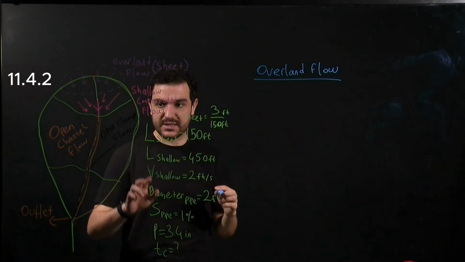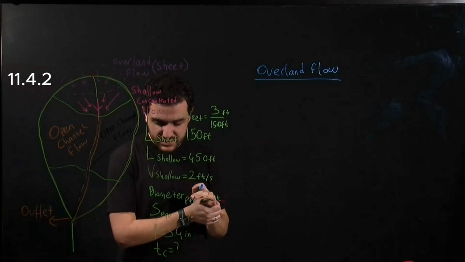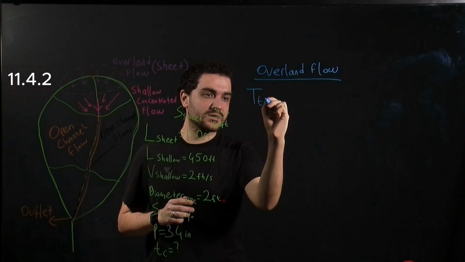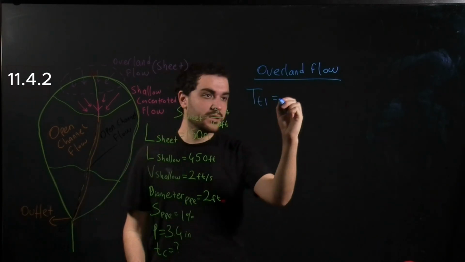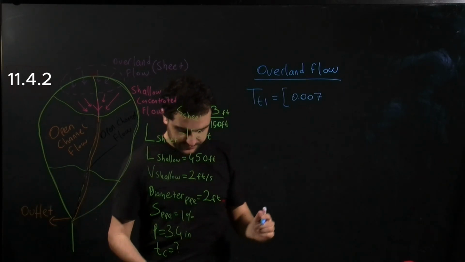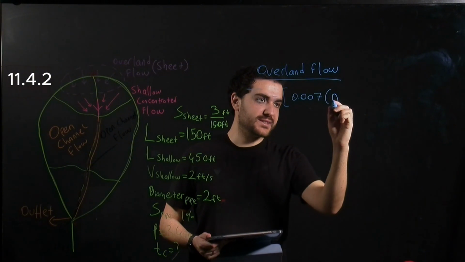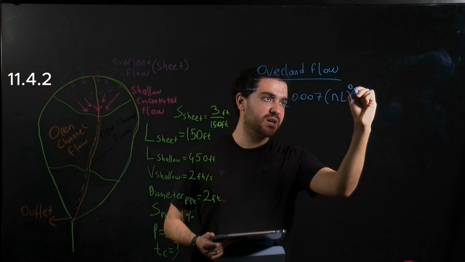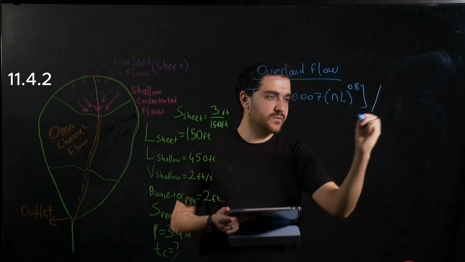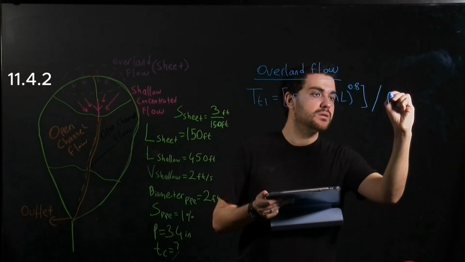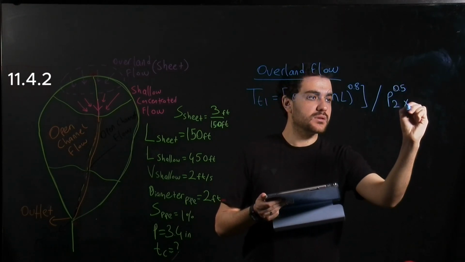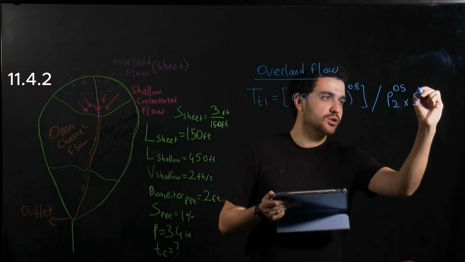Since we are using British units, the equation will change. The travel time is 0.007 times Manning's m value times length to the power of 0.8, and we are going to divide it by the square root of the precipitation times slope.